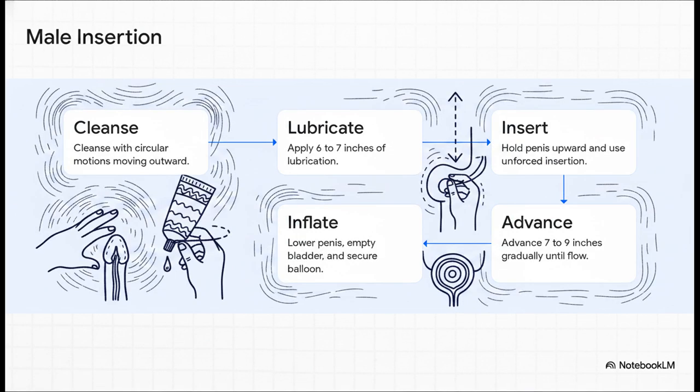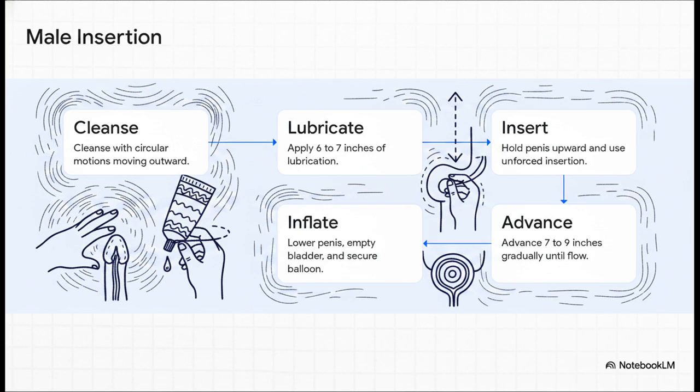Okay, for male patients, the cleansing method shifts a bit. You'll hold the penis shaft below the glans and cleanse the meatus in a circular motion, starting right at the center and moving outward. As you begin to insert, you need to hold the penis upward. The rationale here is absolutely critical. You have to use a gradual, completely unforced insertion.